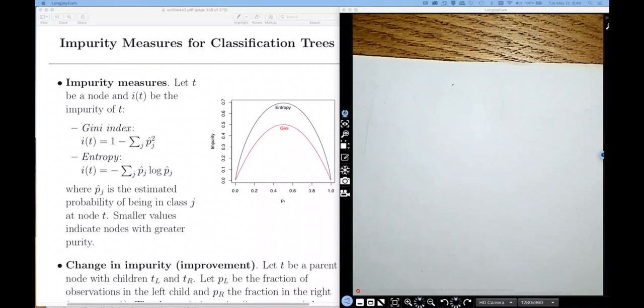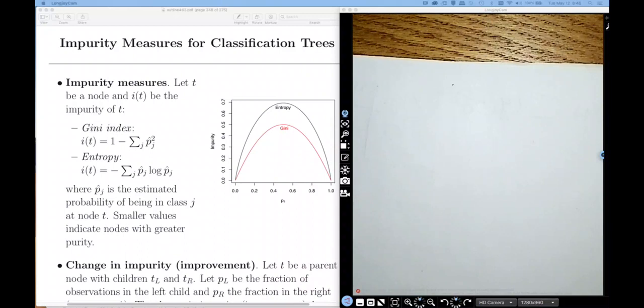So, for example, maybe I'm trying to predict whether a part is defective or not, or whether a customer clicks or not, or which brand, brand A, B, or C, the customer will choose. So I'm trying to make a prediction of some categorical variable.